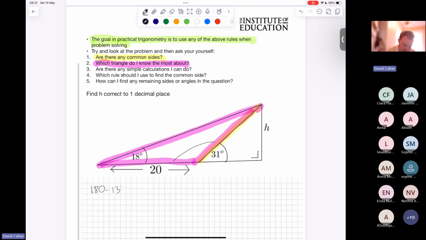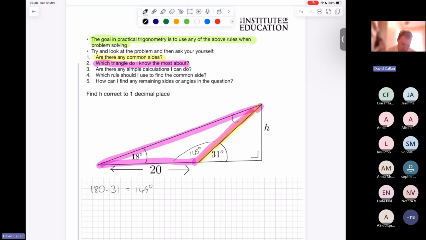180 minus 131. So what are you going to get? Oh, 31, not 131. Silly me. 31. So you're going to get 149. There we go. That's a simple calculation we can do.